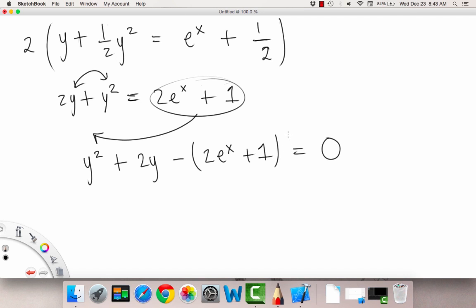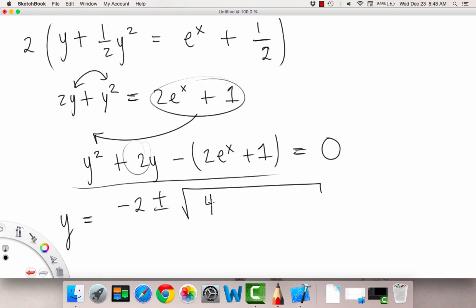Okay, so I don't know if you can see where this is going, but now we have something on the left side that resembles a quadratic form, right? So what that means is we can use the quadratic formula. In order to get y by itself, this is going to be equal to negative b, so in this case it's a 2, so negative 2 plus or minus the square root of b squared, so that'd be 2 squared, which is 4, and then minus 4ac, so a is just a 1, and then c is actually a negative 2e to the x plus 1.